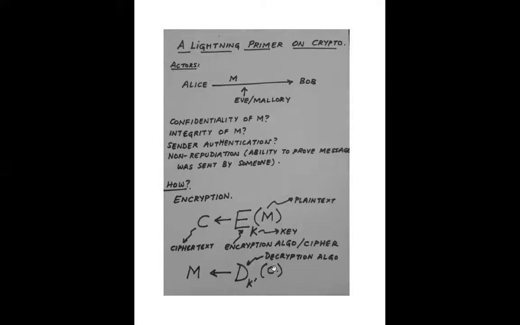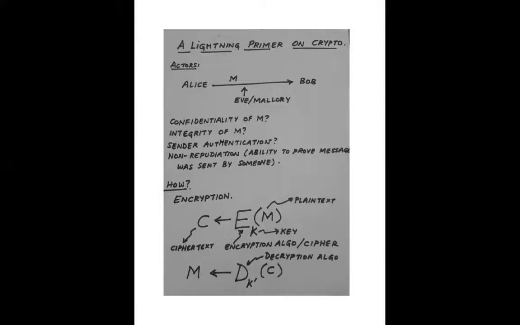When Bob gets the message C, he applies this algorithm D with some other key K prime. Could be the same key. We'll get to that shortly. That's the decryption algorithm. And the idea is that the decryption algorithm applied with this key K prime is supposed to reverse the effects of this encryption algorithm. So you get back M. Now, of course, once you do this, it means that when Alice sends something to Bob, what is sent over the network is this C rather than M.